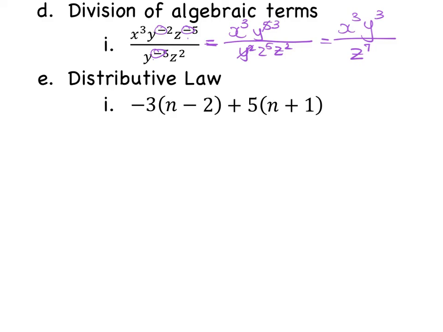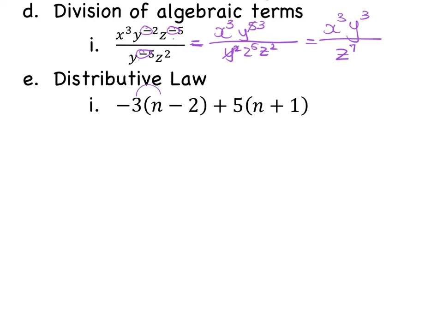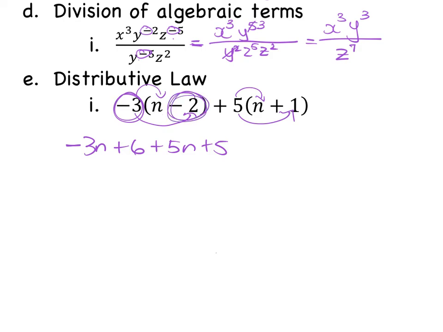The distributive law. So if you remember, the distributive law means that you're going to multiply everything in the bracket by what is outside of the bracket. So we will get minus 3n plus 6, and this is a positive 5 by n, so we'll get plus 5n plus 5. We must be careful. The minus 3 will multiply by minus 2 to give us plus 6. Minus 3 multiplies by a positive n to give us minus 3n. Be careful with your signs.